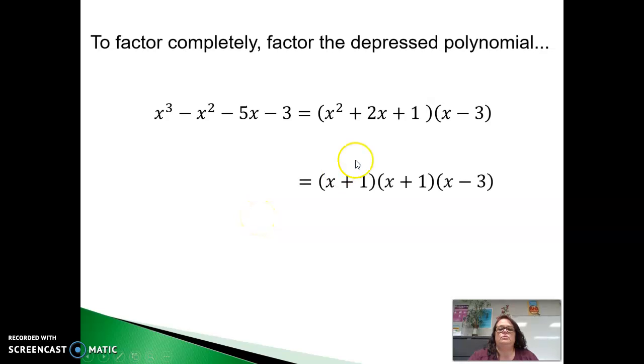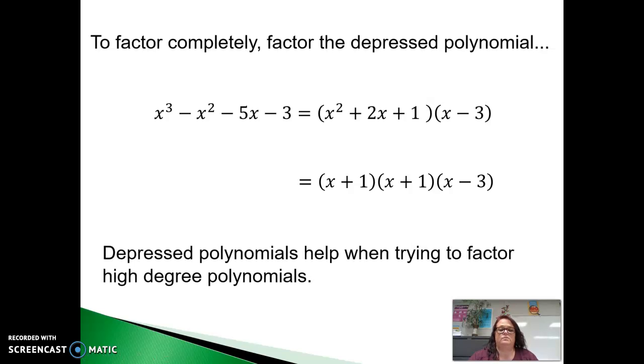And so what you're going to do is factor that. So do you see that what multiplies to give me 1 that adds to give me 2 is 1 and 1. So my fully factored polynomial is now x plus 1 times x plus 1 times x minus 3. So the depressed polynomials help when we're trying to factor high degree polynomials.